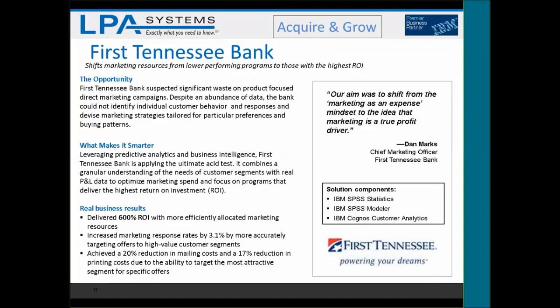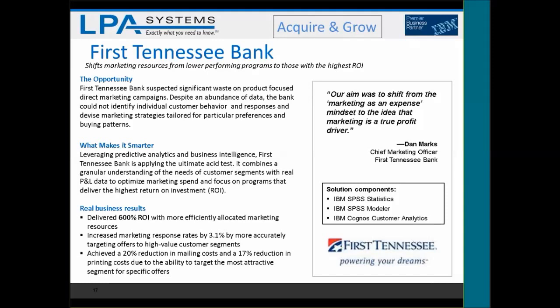And this is a bank, and as much data as they had, they felt that their marketing strategies were not tailored to particular preferences and buying patterns of their customers. They didn't have a way to segment their customer base, and they were spending a lot of money on marketing and getting poor results. So what they did was they bought IBM SPSS Statistics and Modeler as well as Cognitive Customer Analytics, and they formed their segments like we just talked about. So they segmented their customer base.